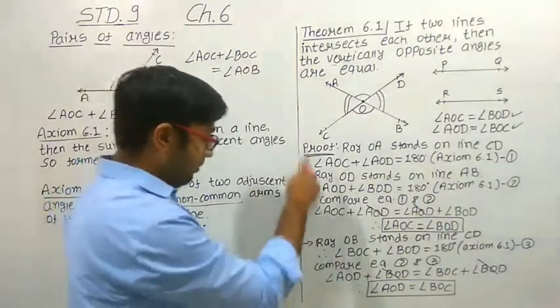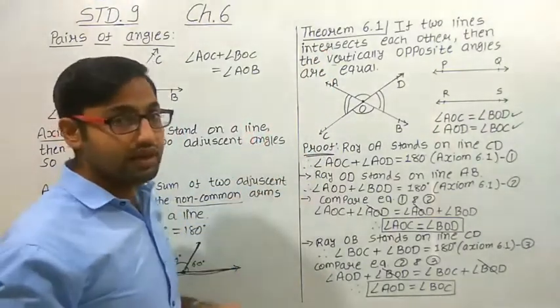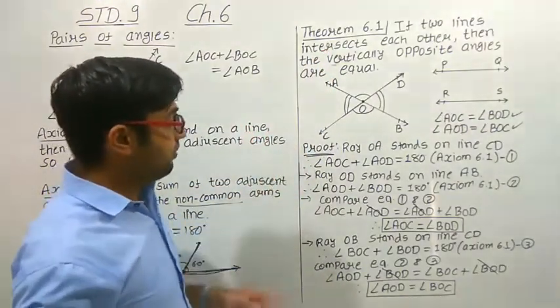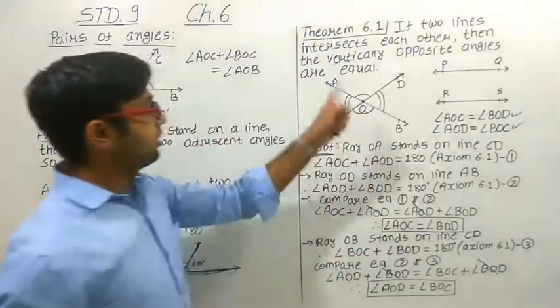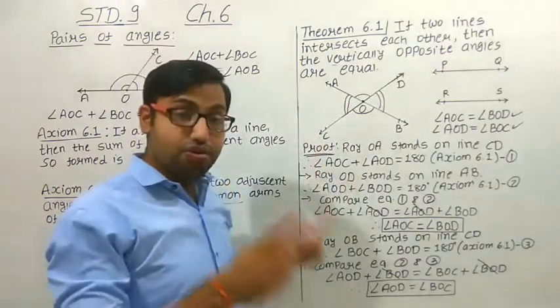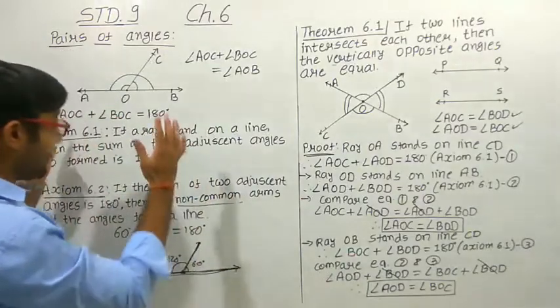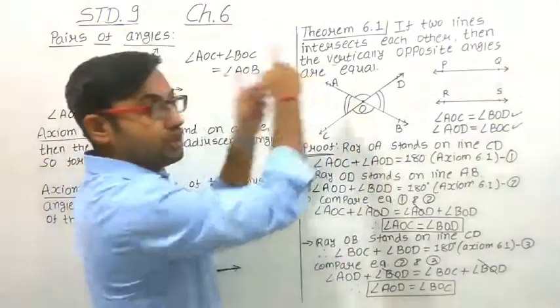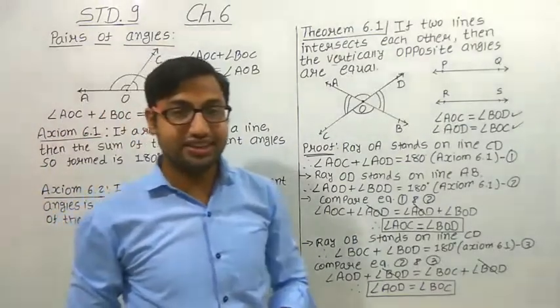So we have proved the statement that was given as a theorem, right? In this way we can prove that vertically opposite angles are equal. When two lines intersect each other, vertically opposite angles will be equal. Okay? So this is how we can use the axioms to prove theorems. Okay? So this is all about this lecture. Thank you.